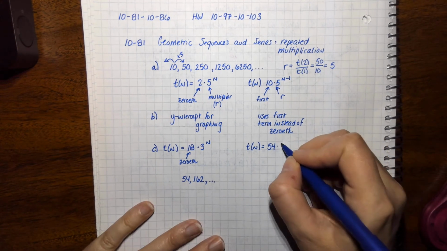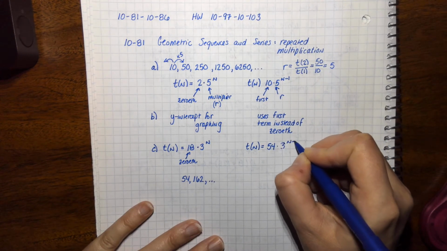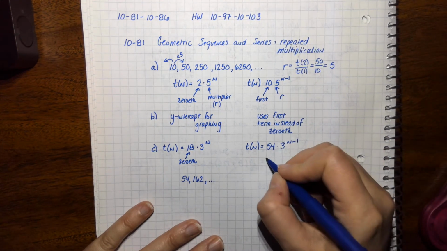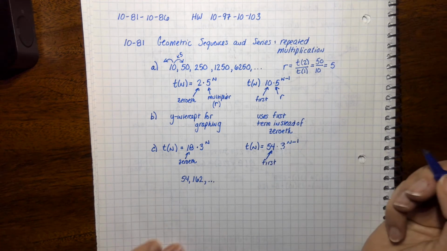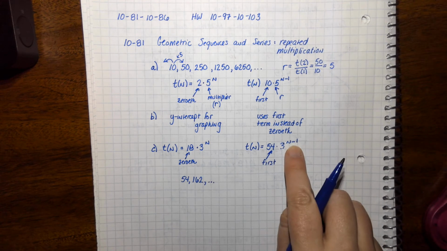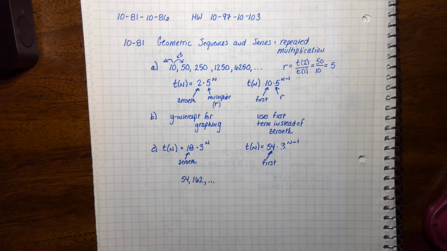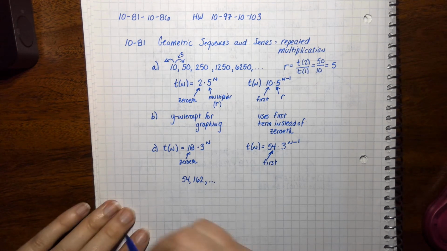54 times 3 to the n minus 1. Now I've got it written in terms of the first term, and you can tell because the exponent is n minus 1. Okay, 10-82.